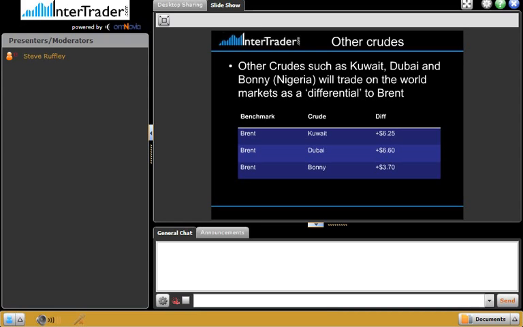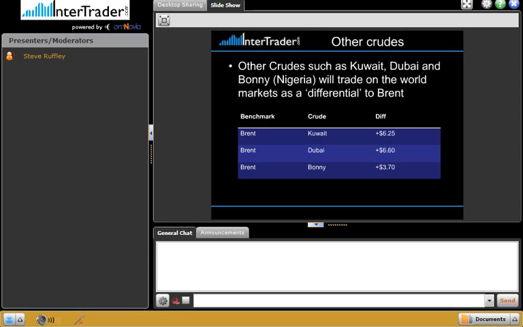Okay, so when we talk about other types of crude we might have heard of, obviously there's other crude oil that comes out of Kuwait and Dubai, and then there's Bonny, which comes from Nigeria. They're all different markets, but they all follow the underlying price of Brent crude. When you look at the difference between Brent crude and the Kuwait oil, for instance, there's a difference of around $6.25, whereas Brent versus Bonny is only a difference of $3.70.